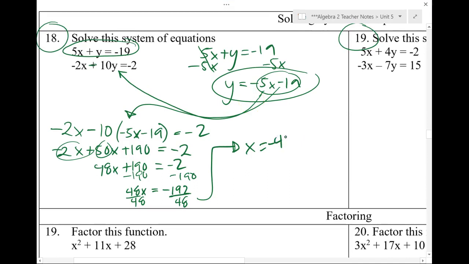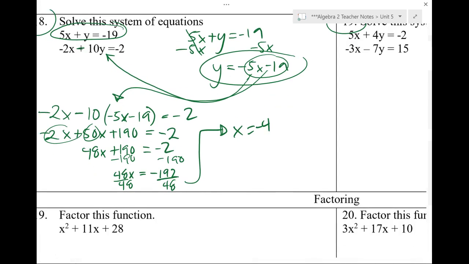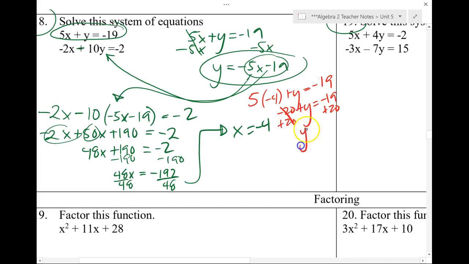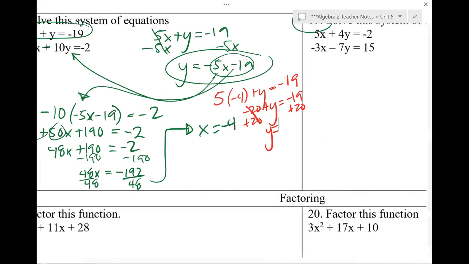But we're not done, because when we're solving a system, we need to find more than one variable. So I have to find the y variable as well. In order to find that, I just take my x value and plug it back into one of the original equations. It doesn't matter which one. So let's do it in a new color. I'm going to take the 5x plus y equals negative 19 and plug in negative 4 there. Now I have negative 20 plus y. Then add 20 to both sides, and y is going to be equal to 1. So x equals negative 4 and y equals 1.